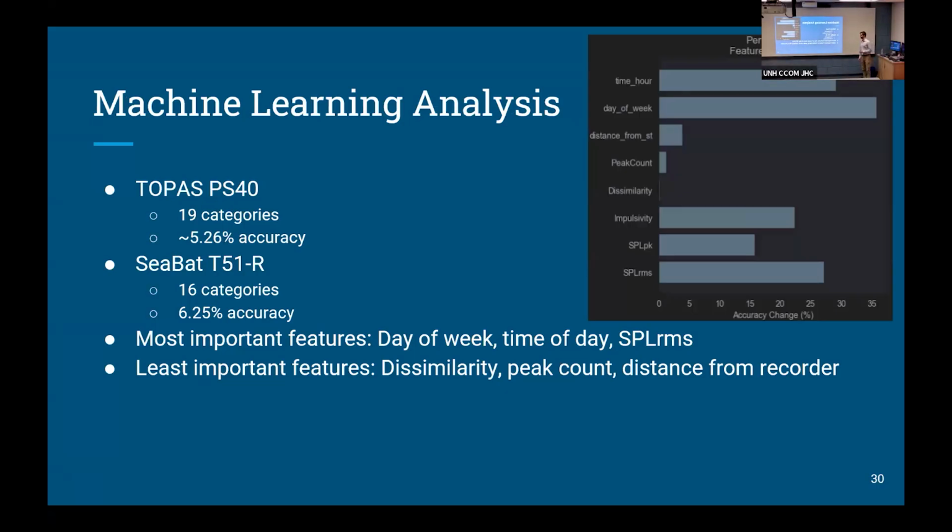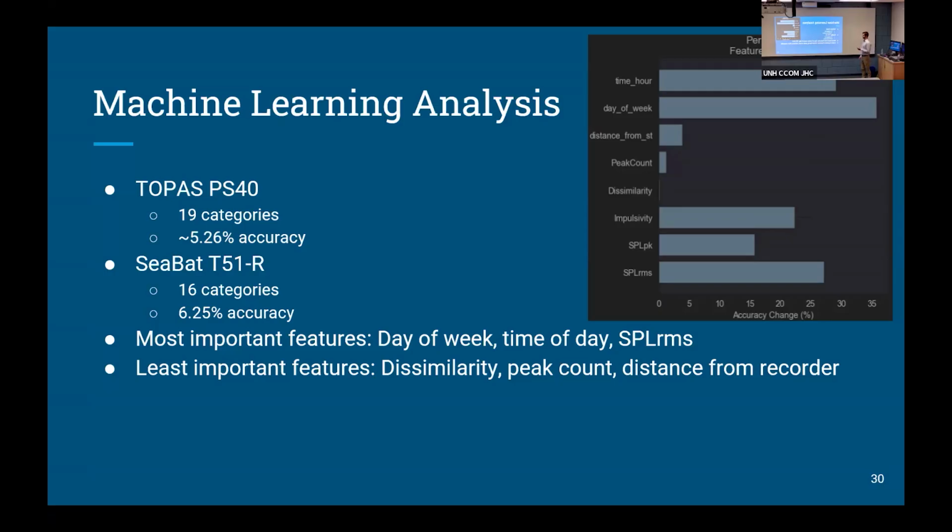Machine learning analysis. If you were to use the 19 categories, so this is something that Laura had mentioned, if 50% was just for binary, that would be random predictions, it's just guessing. But for 19 categories, that corresponds to about 5% accuracy if we were to make random guesses. So 50% is actually much more impressive than that. The T51-R dataset, 16 categories, would correspond to about 6.25% accuracy for random guesses.